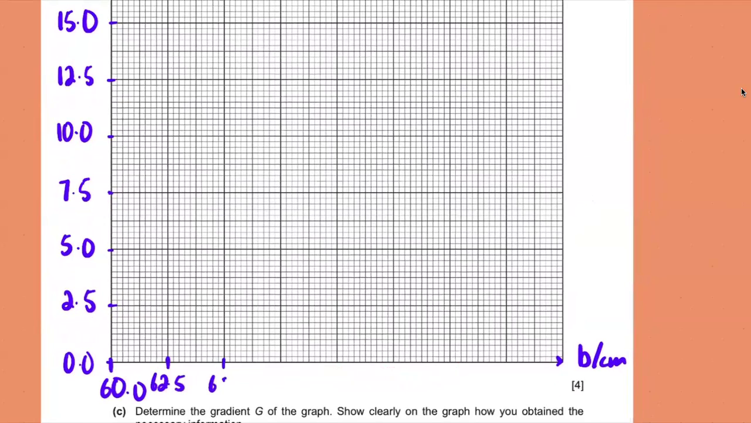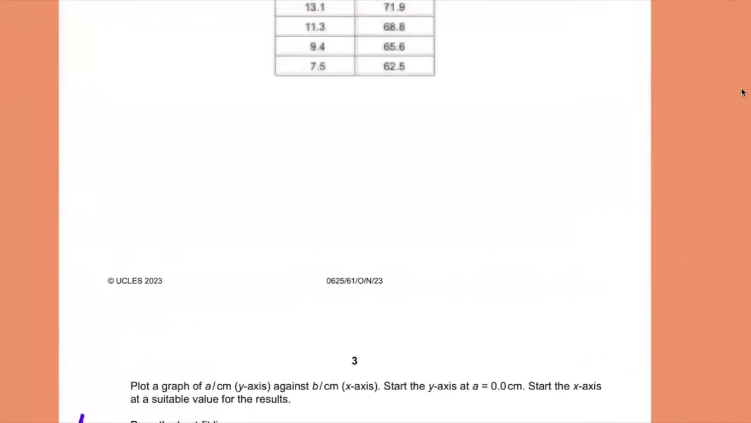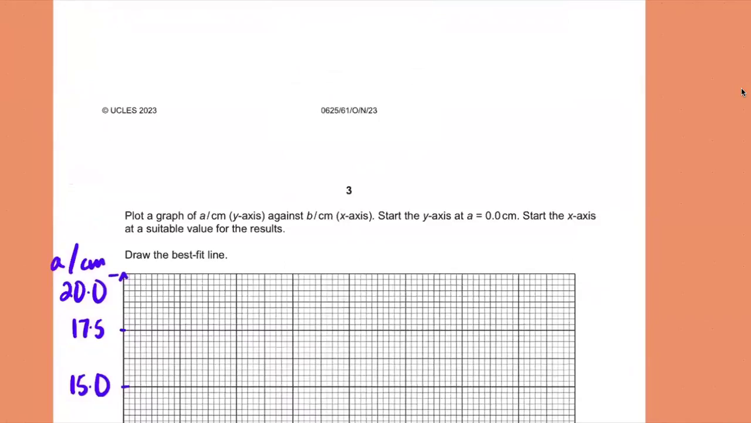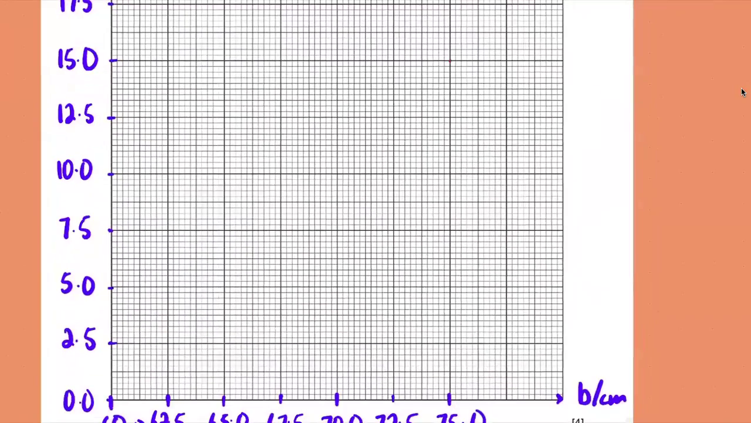62.5, 65.0, 67.5, 70.0, 72.5, and 75.0. And now this is when we start plotting our points. The first value is A 15 and B 75. So A 15, B 75 is going to be this value right here. This is the value I've marked. Do it again.